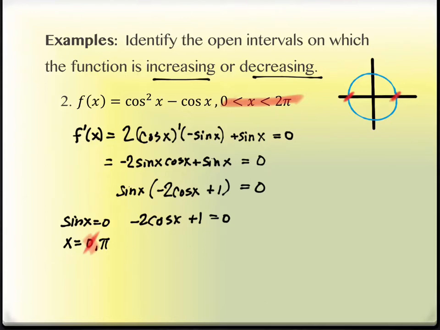The other one we would solve, so I'm going to shift the 1 over. So negative 2 cosine x equals negative 1, and then we'll divide by the negative 2, so the cosine of x is equal to 1/2. All right, so cosine of x equal to 1/2. Does anybody remember where that would be? Let's talk quadrants first. What quadrants would it be in?